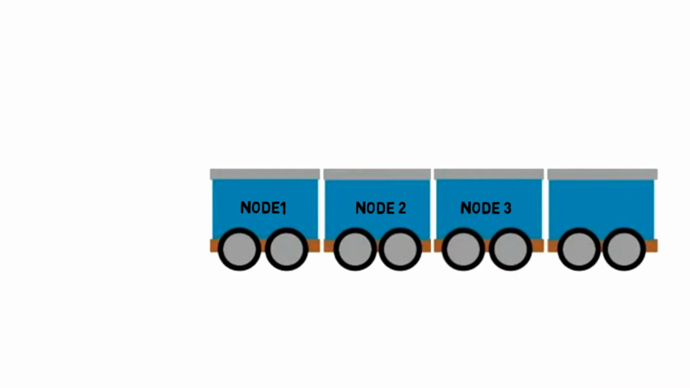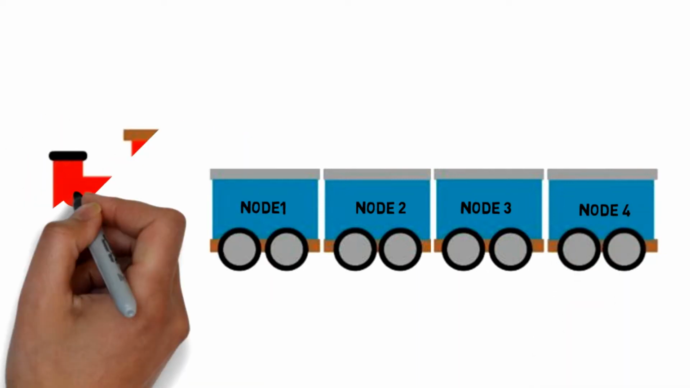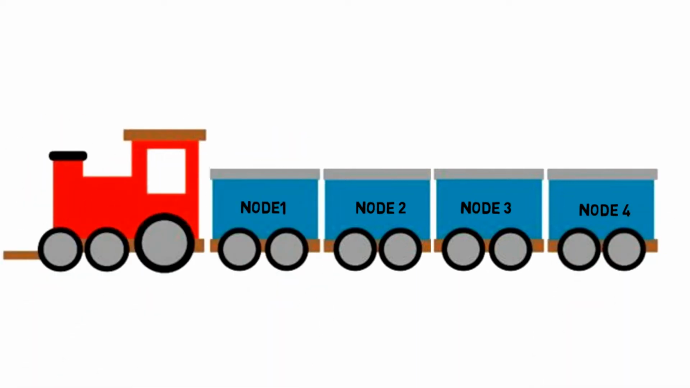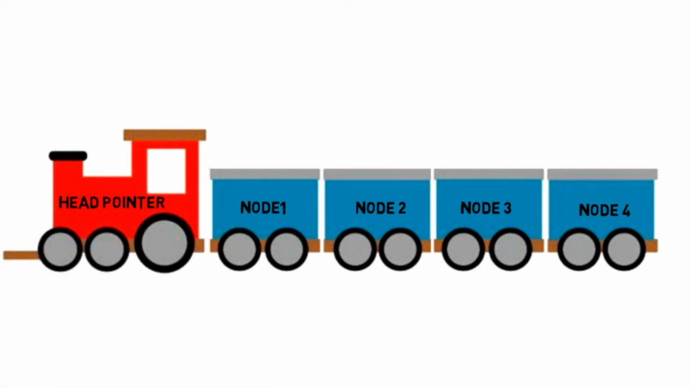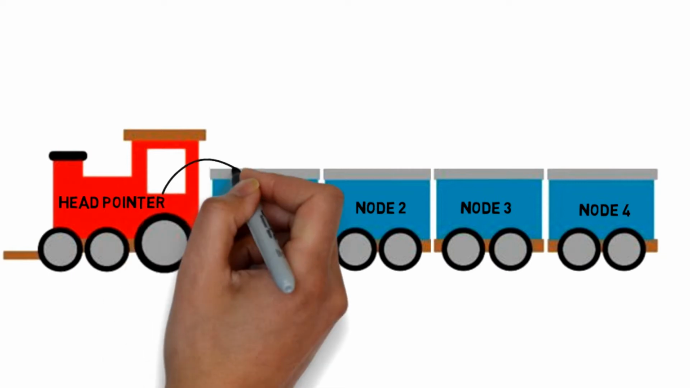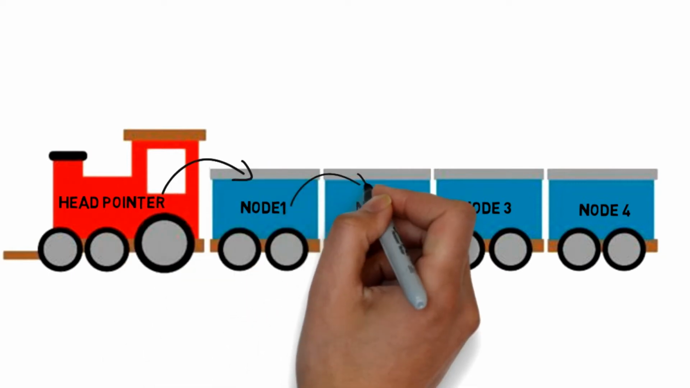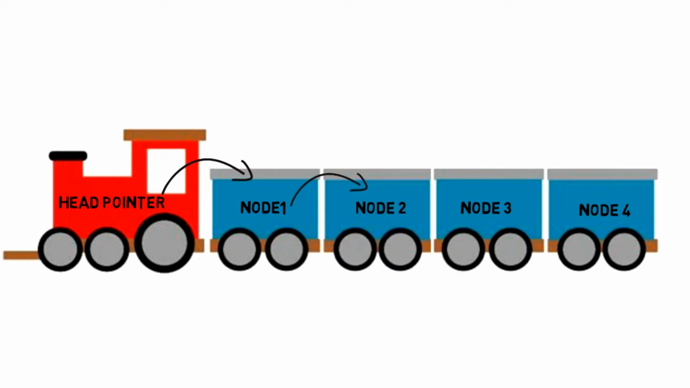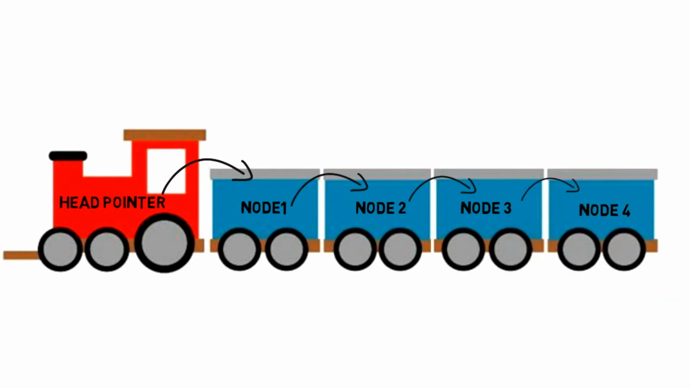We can see that all the coaches of a train are connected to an engine. The same way, the nodes are connected to the head pointer. This head pointer points towards the first node's address, and in turn, all nodes contain the address of the next node following that, and the last node contains a null address.